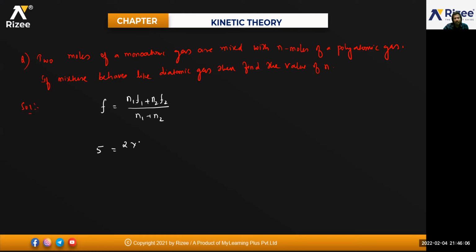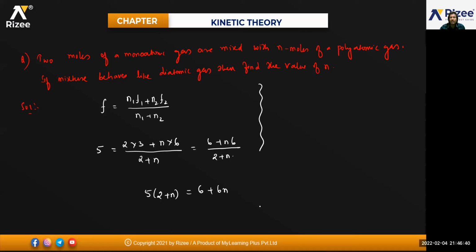The number of degrees of freedom for monoatomic is 3. Plus N2 is N moles of polyatomic gas, which means 6, because it's not telling us triatomic or linear or non-linear, so we'll be using directly the linear application, divided by N1 plus N2, which is 2 plus N. So that will be 2 threes are 6 plus N into 6, or 6N, divided by 2 plus N. So this will be 5 into 2 plus N is equal to 6 plus 6N. Just simplify this one, you'll get the value of N.